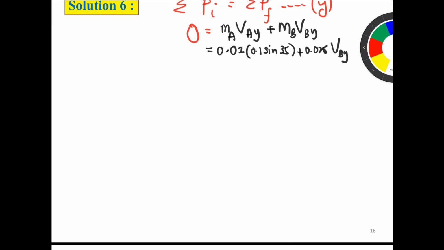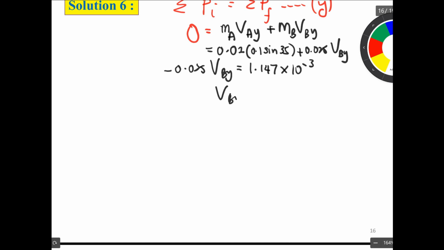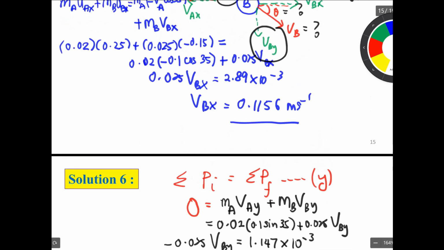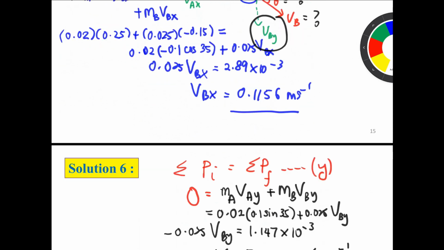So, tak perlu letak lagi. Okay. So, bawa 0.025 ke kiri. Negative 0.025 VBY is equal to 1.147 power of negative 3. Okay. So, VBY is equal to 1.147 power of negative 3 divided by 0.025. Jadi negative 0.046 meter per second. Nampak, kita akan automatik dapat negatif jawapan dia. So awal-awal tak perlu letak negatif positif. Benda yang kita nak cari dan tak diberi nilai, so tak perlu letak apa-apa. Kita follow dia punya rules saja, step by step.